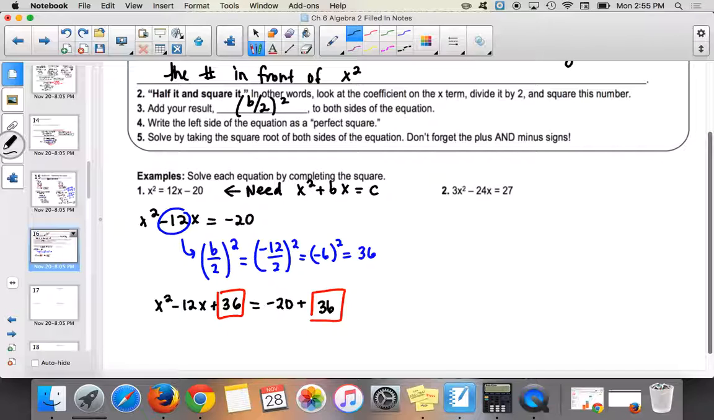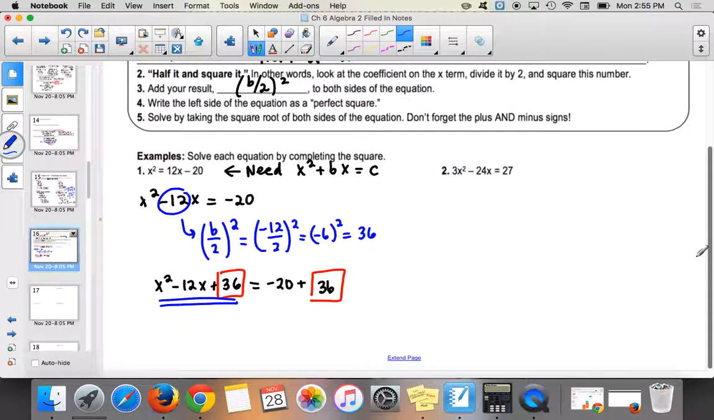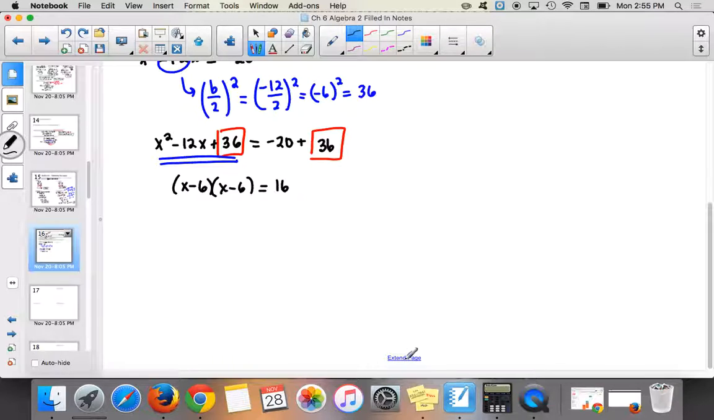All right, so when you do this, we did it for a reason, right? I realize that there's a negative 20 over there. We're not combining it. We did this for a reason. So this now becomes what we call a perfect square. So it factors perfectly. If I factor it, what does it factor into? Yeah, it's x minus 6 times x minus 6, right? And then the right-hand side, negative 20 plus 36 is 16. So we write it as x minus 6 squared equals 16.